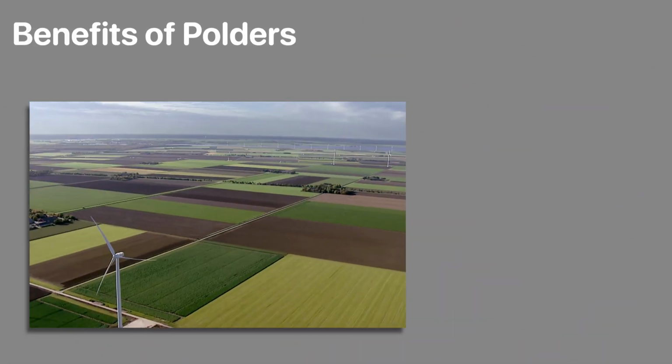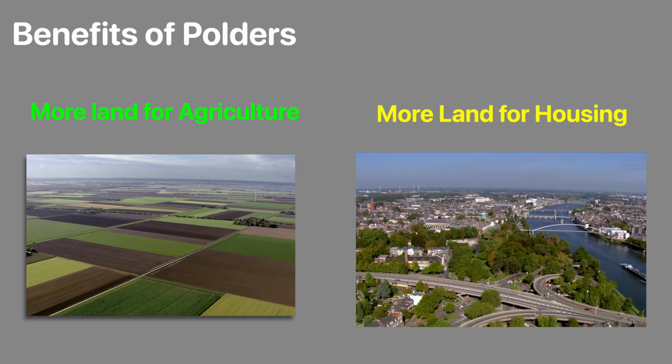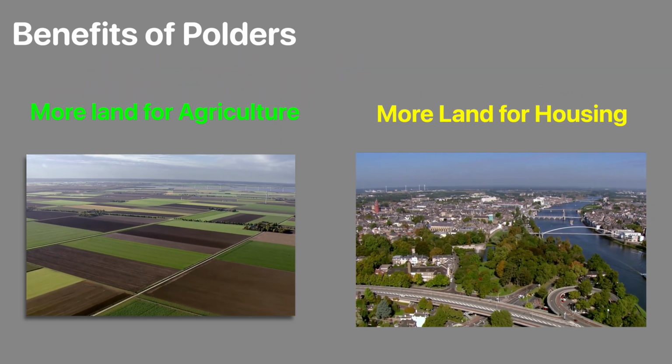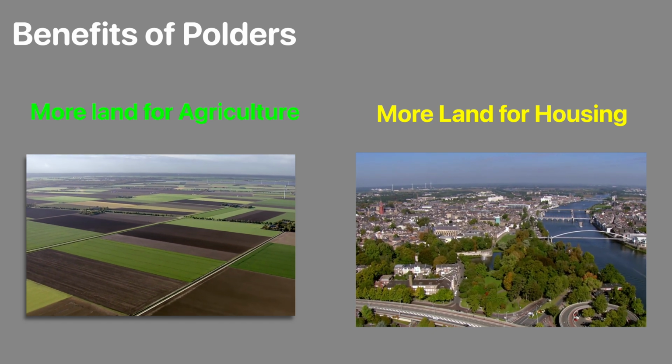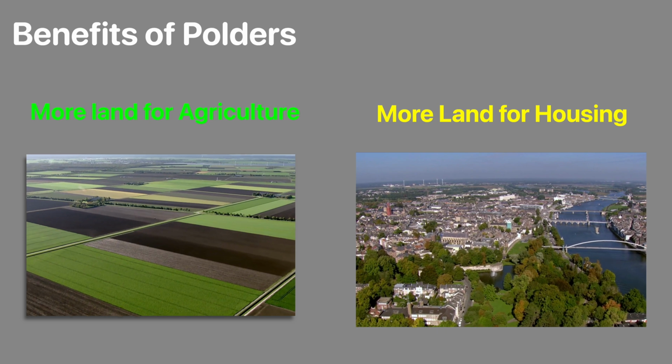There were clear benefits of building the polders. First of all, there's more land for agriculture for the growing nation. Second, there'll be more land to build homes and apartments and everything that would be needed. And finally, having more land in general is just always useful.